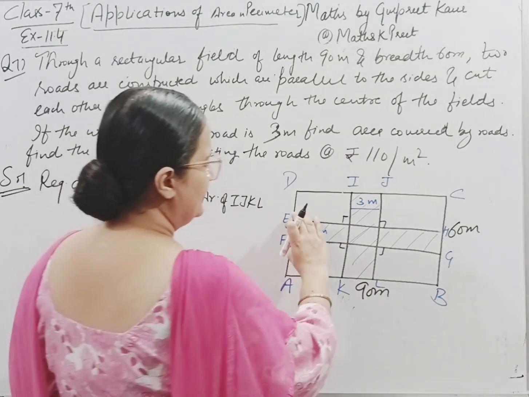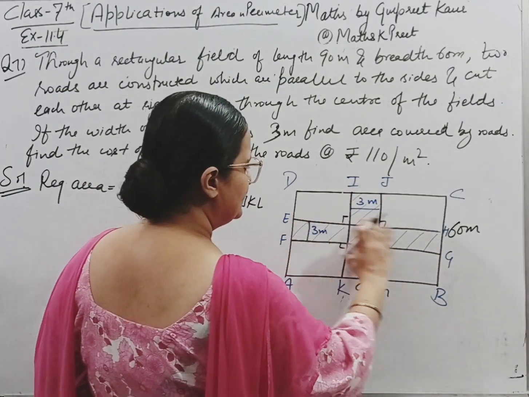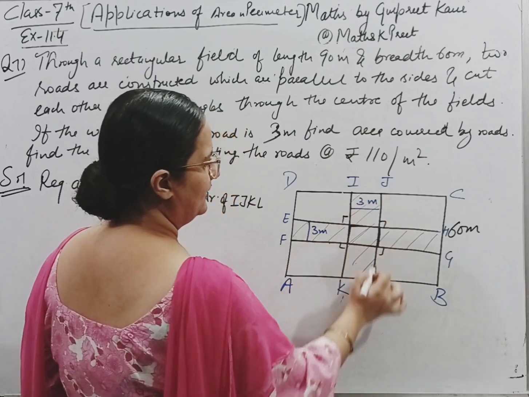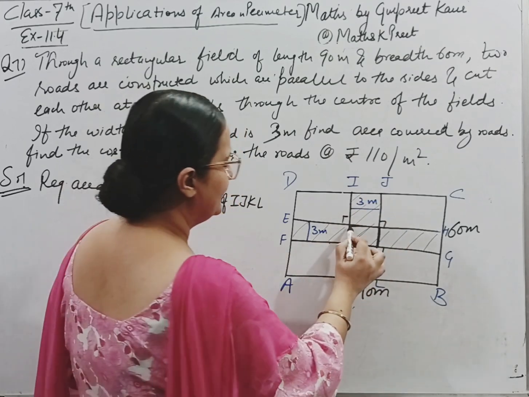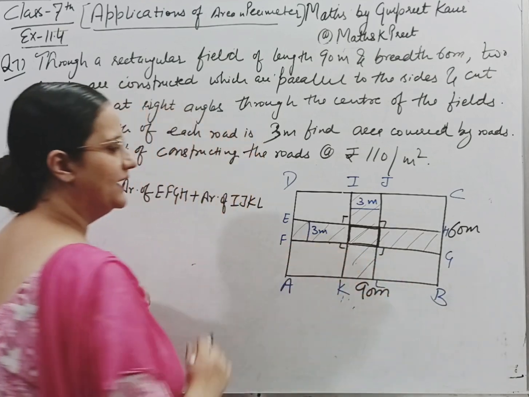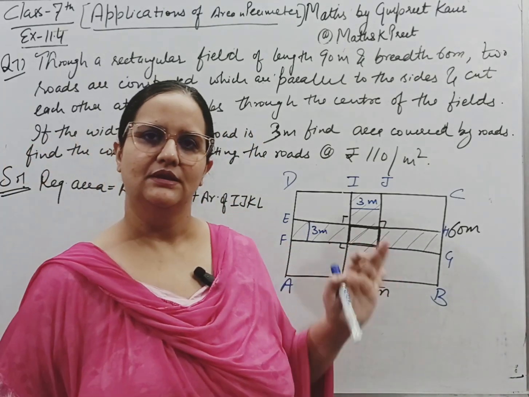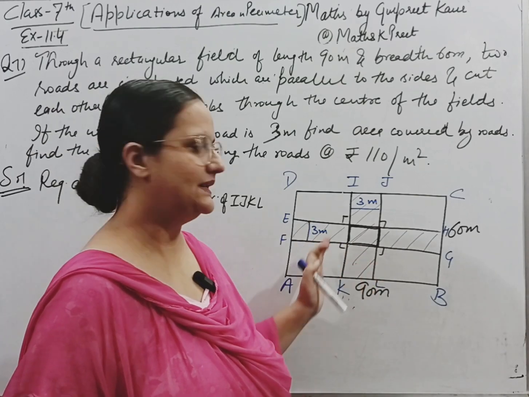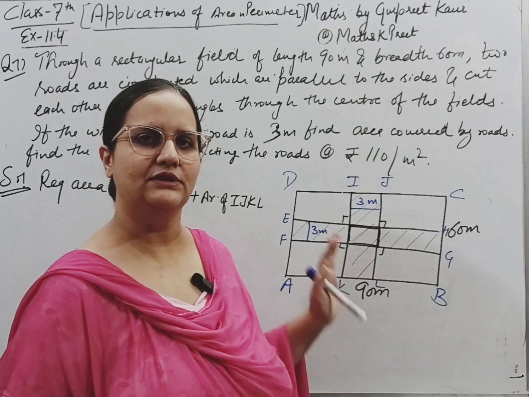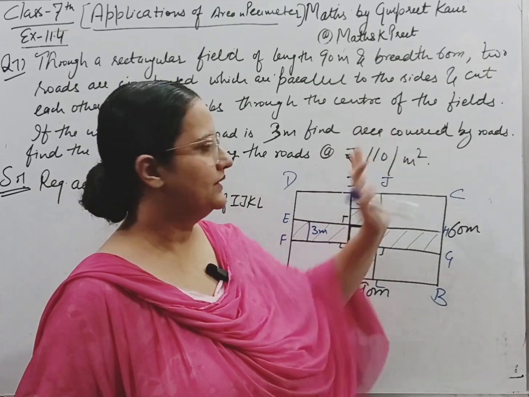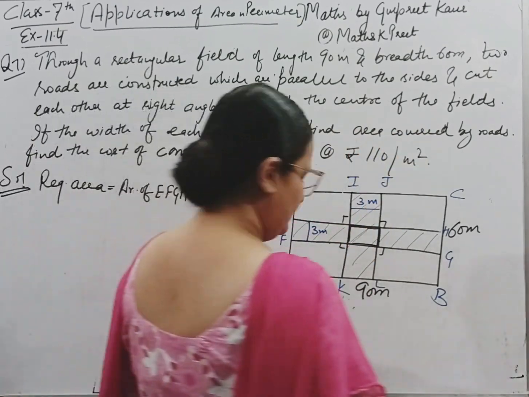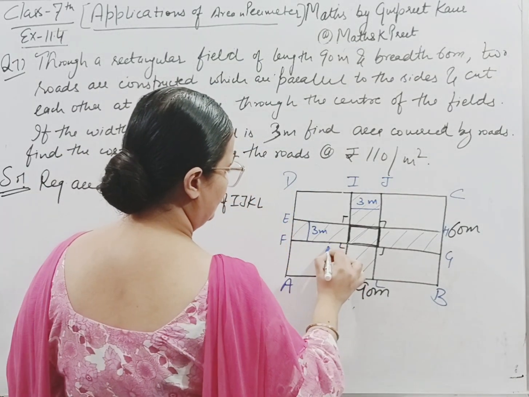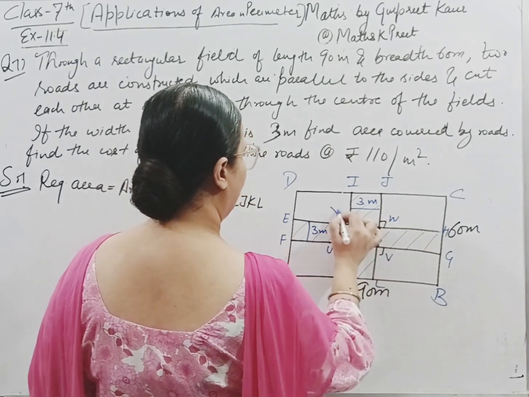When I am adding these two areas, in the first area I am adding this portion, and in the area of IJKL I am again adding this portion. But I have to count this once in the required area covered by the roads. Here I am getting this area twice, but I need it just once. So I will subtract this; let me name it UVWX.